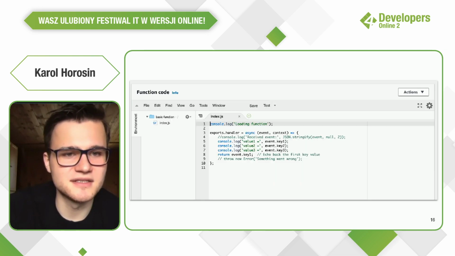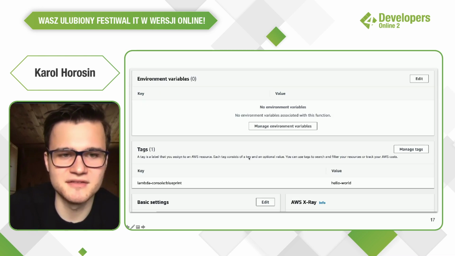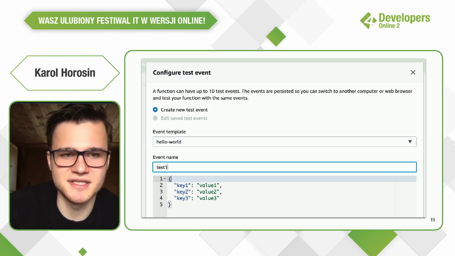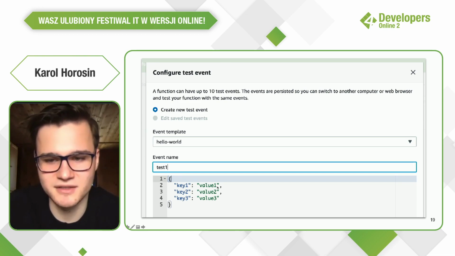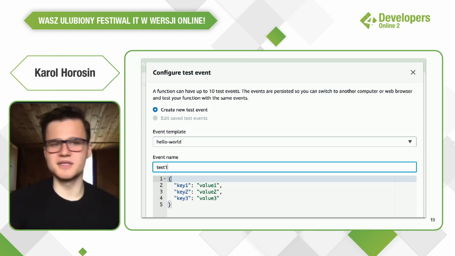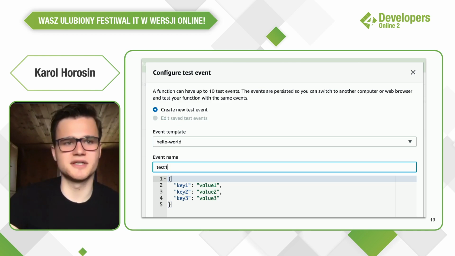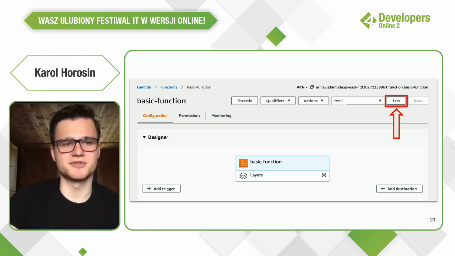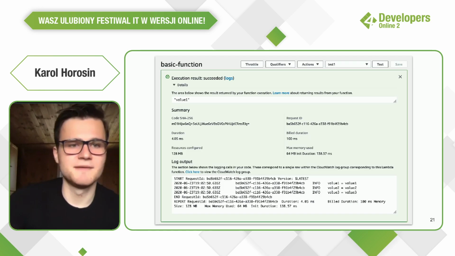One thing to note, I'm going to take a look back at the code. What we saw there, the return event key 1, is why we get the value we got, because in the test event we have configured key 1 to be value 1. So with Lambda, it's a simple matter of having an input and having an output, really.